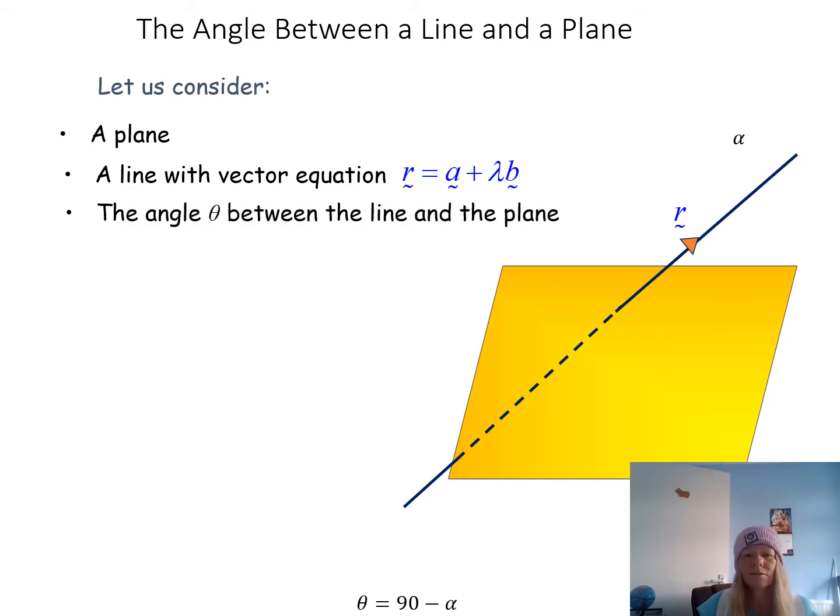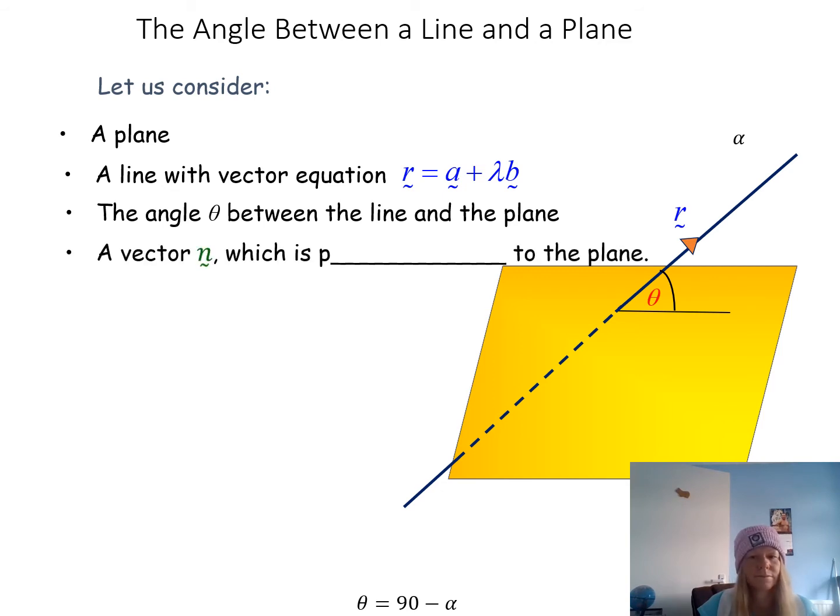The angle theta between the line and the plane is there. The vector n, if you remember n from last week or even the week before, is the, if you remember this word, perpendicular vector to the plane. So there he is. I know it doesn't look perpendicular, but the angle's on it there, meant to be.